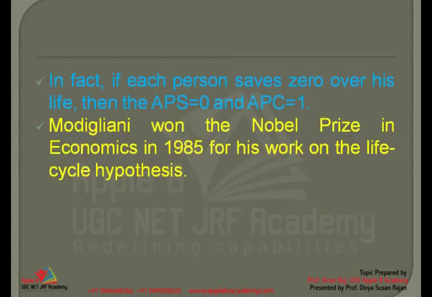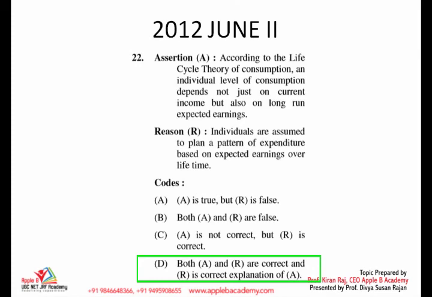In fact, if each person saves zero over his life, then what we indirectly mean is that the average propensity to save will be equal to zero, and the APC, or the average propensity to consume, will be equal to 1. Modigliani received the Nobel Prize in Economics in 1985 for his work on the life cycle hypothesis. Let us come across certain questions which have been asked consecutively over the period of time in the NET exam.